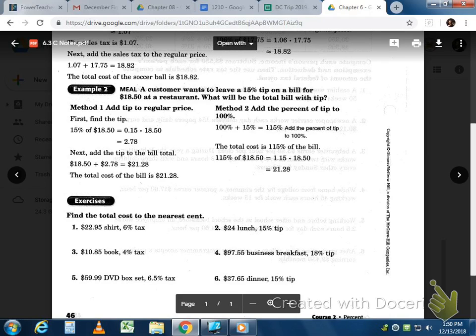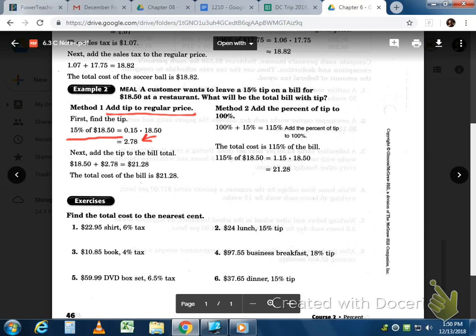So again, this is just like tax. It says, what if it's 15% for an $18.50 bill at a restaurant? What will the total bill be with the tip? They're giving you two methods again. They're going through the same steps. The first method, adding the tip to the regular price. So 15% of $18.50. So 0.15 times $18.50, $2.78. Why is that an equal sign and not the little squiggly thing, do you suppose, Dylan? That's the exact.